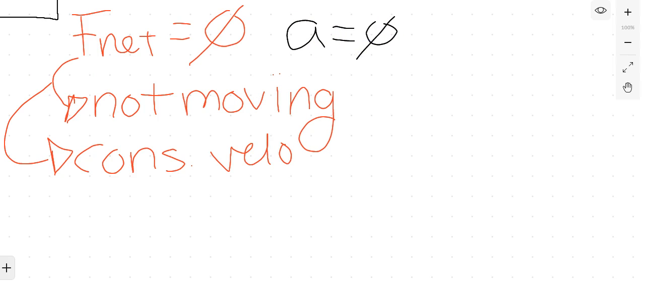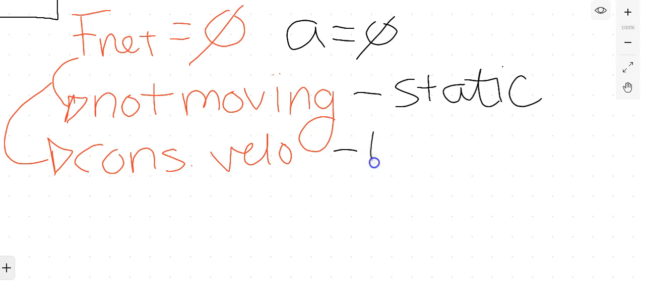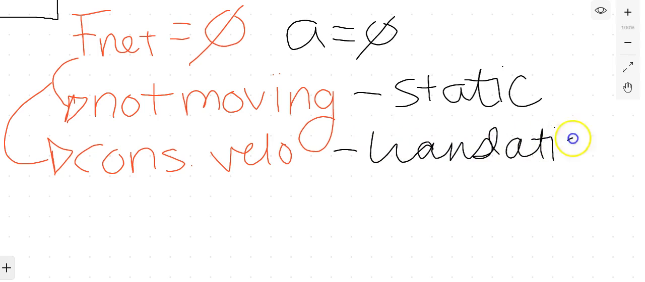Okay, so these two conditions fall under two different things. If you're not moving, this is a case of static equilibrium. If you're moving with a constant velocity, this is translational equilibrium. And what that means, translational equilibrium, you're moving with constant velocity, static, you're not.